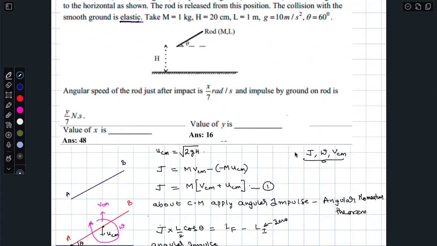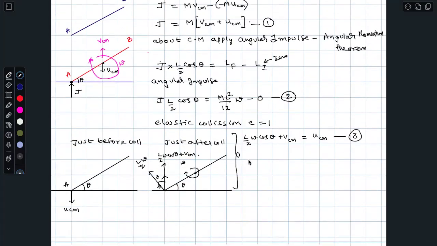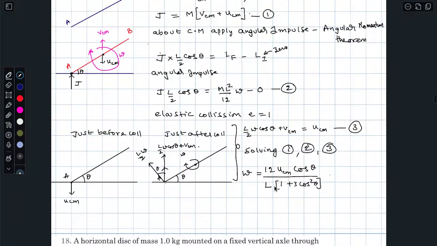Say by solving all, why? Because the time is the constraint for me. By solving equation 1, equation 2, equation 3, you will get omega as 12 UCM cos theta divided by L times 1 plus 3 cos square theta. Don't forget what is UCM. Trust me, I have done. Right.